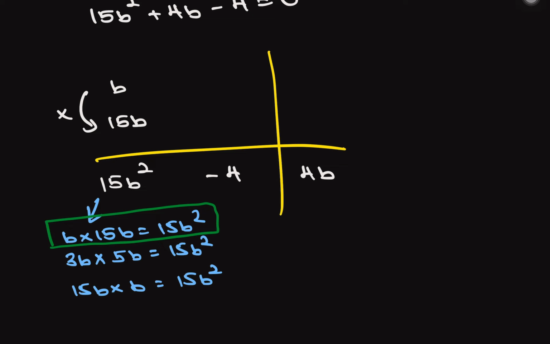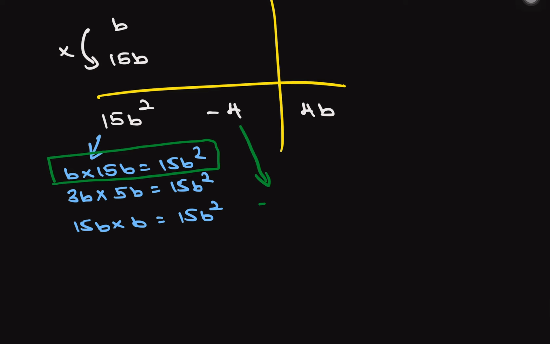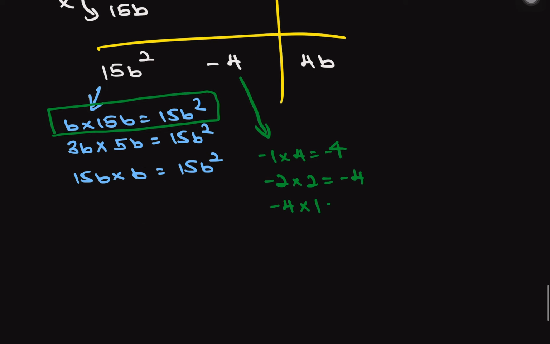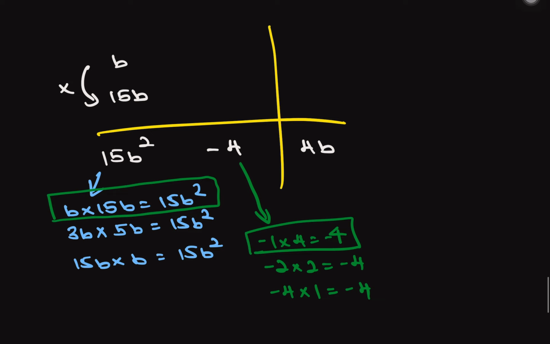Next, we have to find two terms that when multiplied together will give us negative 4. So in this case, we can have negative 1 times 4 equals to negative 4. Negative 2 times 2 equals to negative 4. And negative 4 times 1 equals to negative 4. So let's try the first one. Okay, let's put it as negative 1 and positive 4. And when it's multiplied together, we get negative 4.